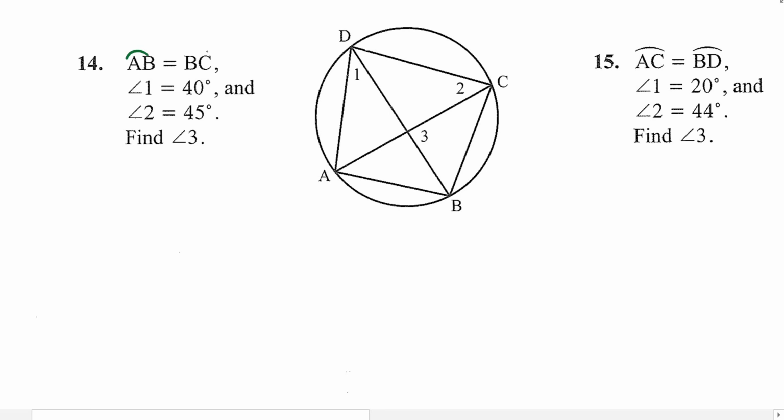Okay, so I know that AB is equal to BC. So here's AB, and that's equal to BC. What that means is I have an isosceles triangle here. I'm not sure if you see that, but that right there is an isosceles triangle. And angle number 1 is going to be 40 degrees. And angle number 2 is going to be 45 degrees. And my goal is to find angle number 3, which is this angle right here. So that's our goal, to find that red angle. All right, so let's see what we can do with this particular problem.